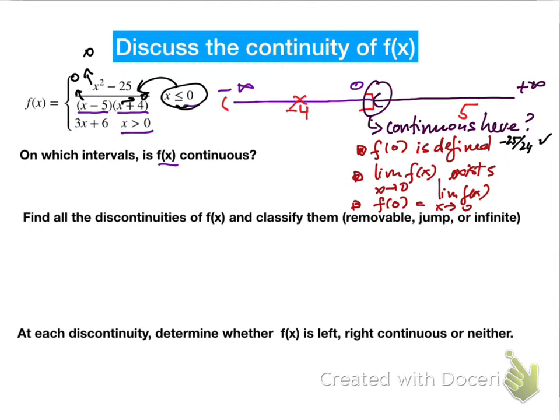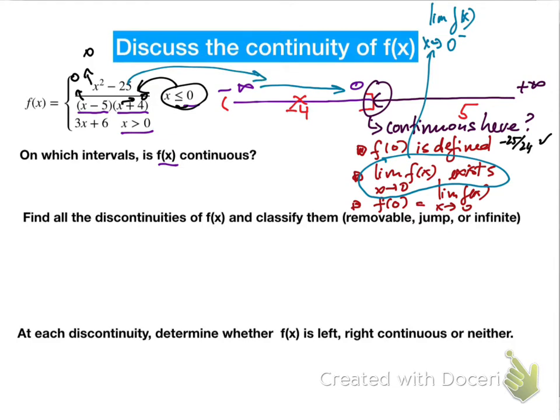What about the limit as x goes to 0? Remember that in order to determine this limit, we have to evaluate the limit from the left and the limit from the right at x equal to 0. The limit of the function as x goes to 0 from the left is going to be the function value at x equal to 0, as from the left you use the rational function. So you plug 0 in here, and it's approaching negative 25 over negative 24.